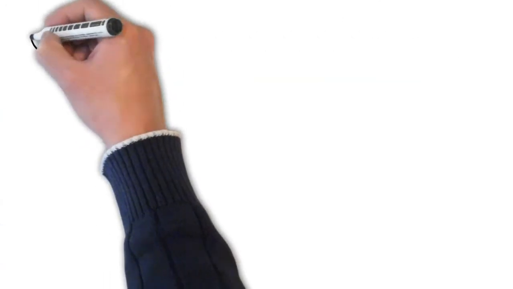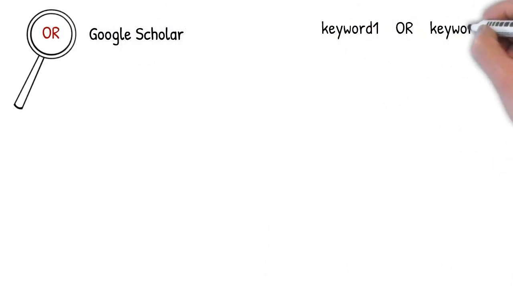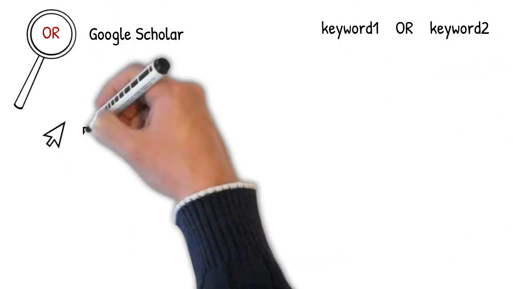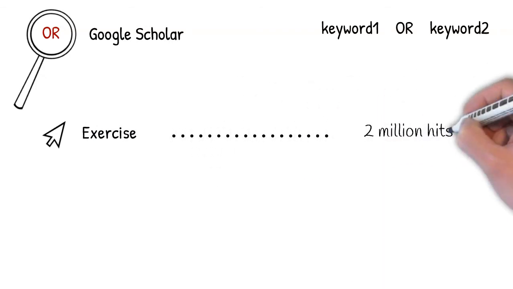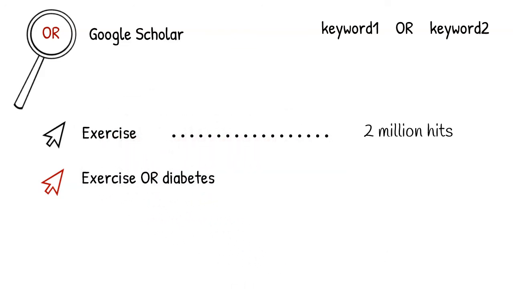The or operator lets you tell the search engine that you want to look for content that contains either term 1 or term 2. For example, if you search for exercise on Google Scholar, you'll get about 2 million results. But if you search for exercise or diabetes, you'll get roughly 2.5 million results.